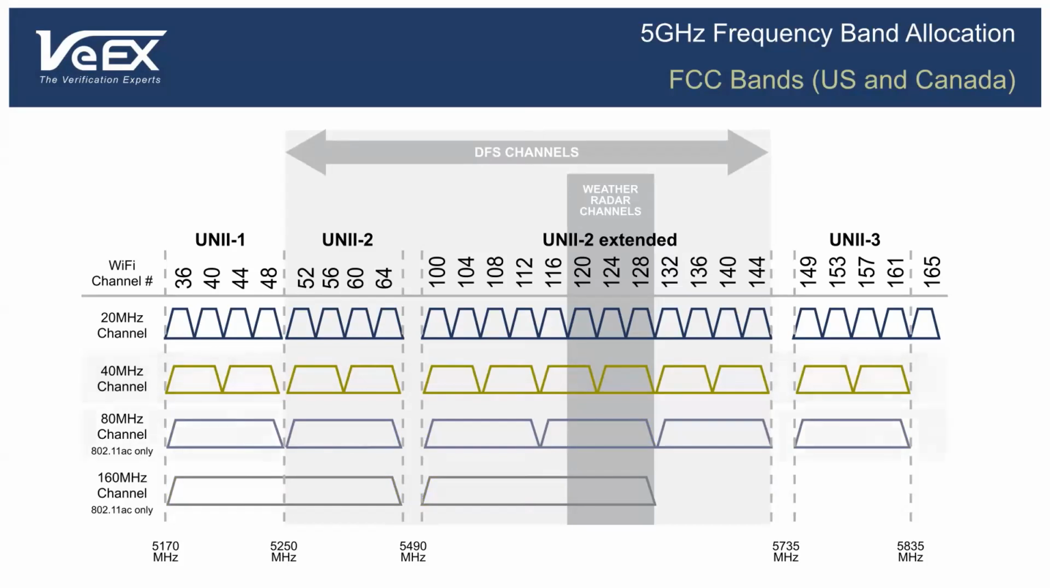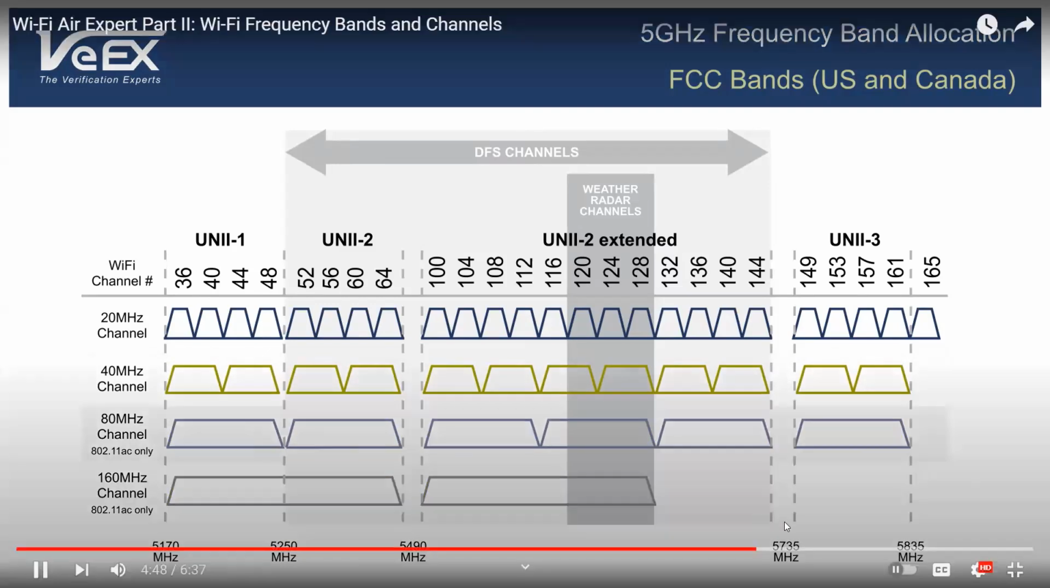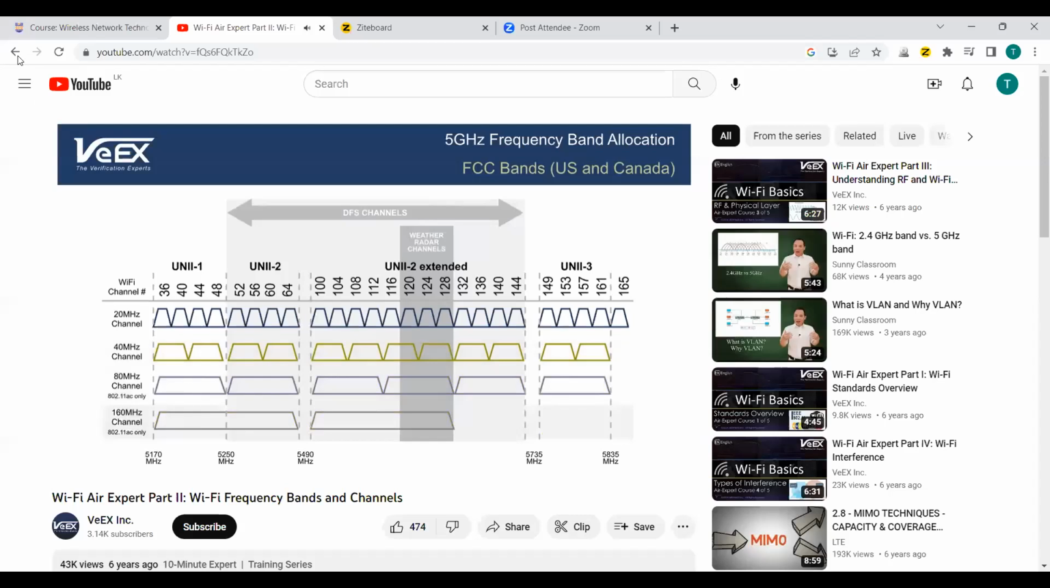By bonding 2 adjacent 40 MHz channels into a single 80 MHz channel, the 802.11ac standard reaches speeds up to 1.3 gigabits per second, but at the cost of allowing only 2 non-overlapping channels, or 6 with DFS enabled. The 802.11ac Wave 2 standard defines a 160 MHz channel width.